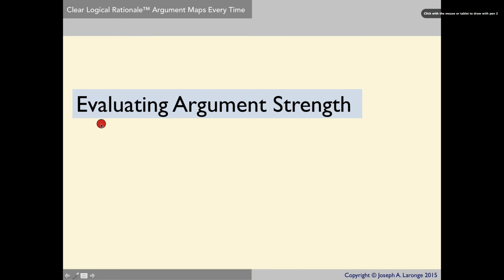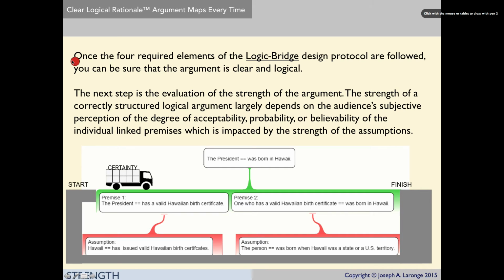Okay, so now we're going to move on to evaluating argument strength. Once the 4 required elements of the logic bridge design protocol are followed, you can be sure that the argument is clear and logical. And any argument that's logical can be fit into that pattern. If it can't be fit into that pattern, assuming you're doing it right, then the argument is not logical. So the logic bridge pattern actually filters out illogical arguments.